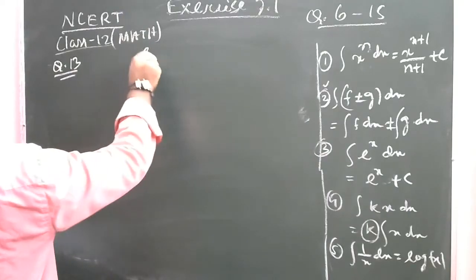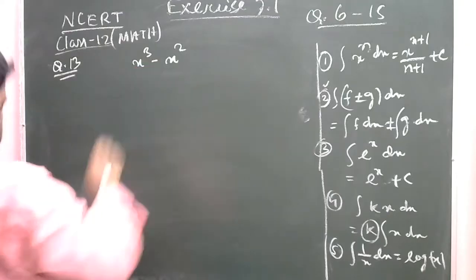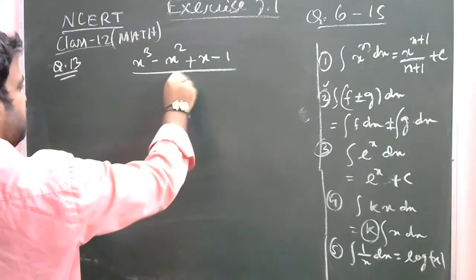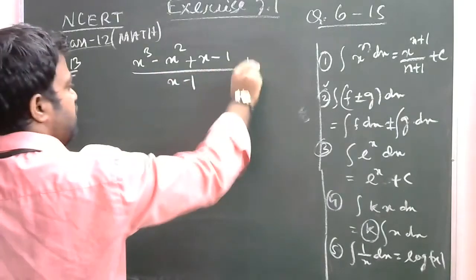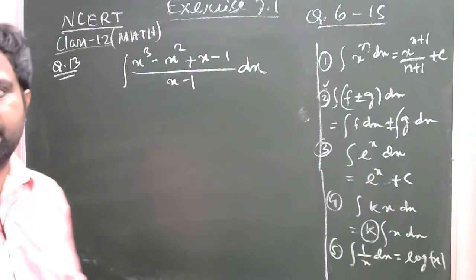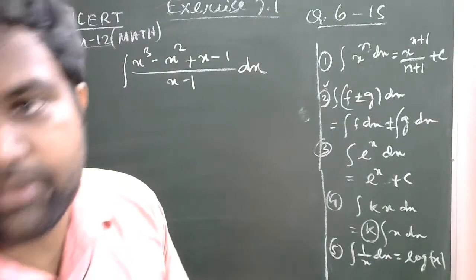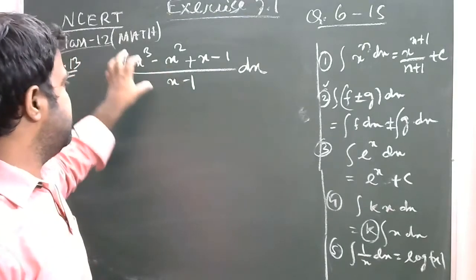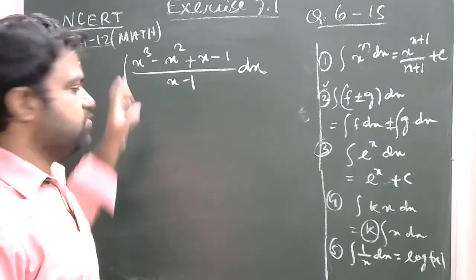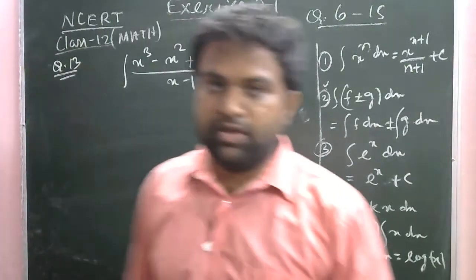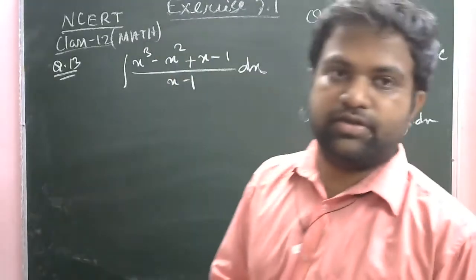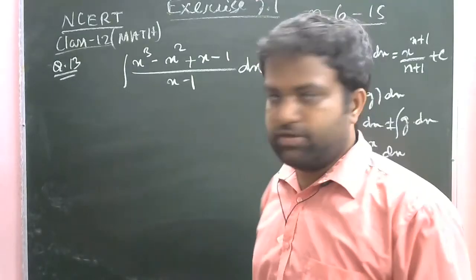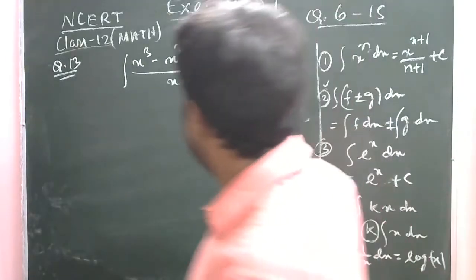Integral of (x cube minus x square plus x minus 1) divided by (x minus 1) dx. Now what we'll do, same technique will follow, but if I write it separately, x cube by x minus 1, it is not cancelling out. So what shall I do? I have to do something with the numerator. I'll have to do some arrangements so that the denominator can cancel out. So what shall I do?